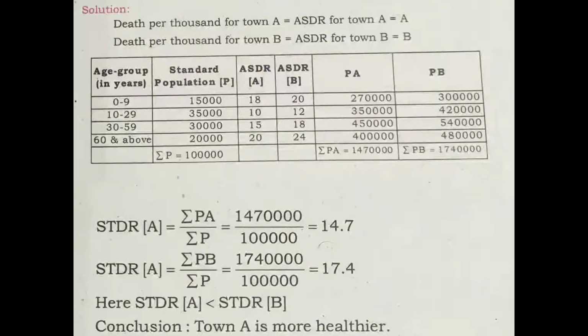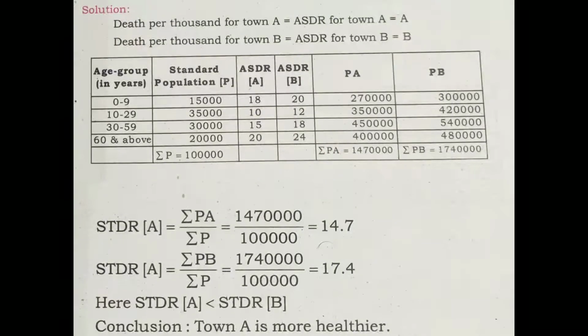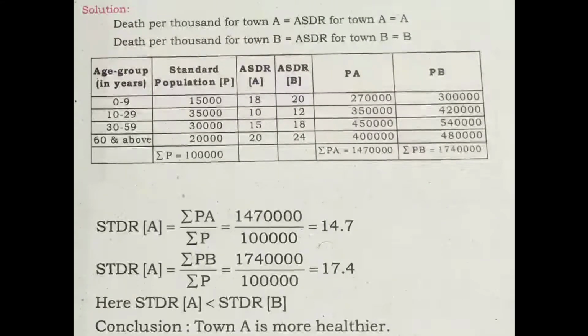Now you can directly solve this problem in a single table itself. No need of doing two tables, because the age specific death rate is already given. Why is it given? Deaths per thousand is nothing but the age specific death rate itself. So the age specific death rate is given for town A as well as town B. So directly you calculate P into A.